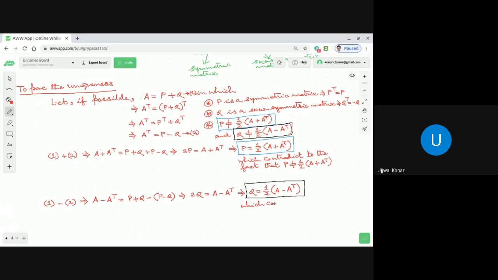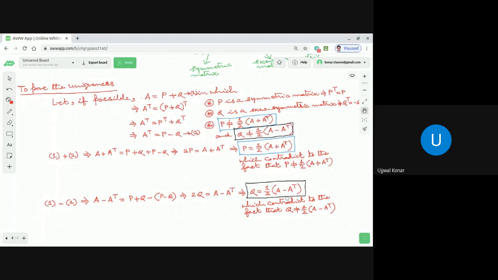Which contradicts the fact, assumption, statement, all are synonyms in this context, that Q is not equal to half of A minus A transpose. So what it says is that hence we conclude that any square matrix A can be expressed as a sum of a symmetric and skew-symmetric matrix uniquely.